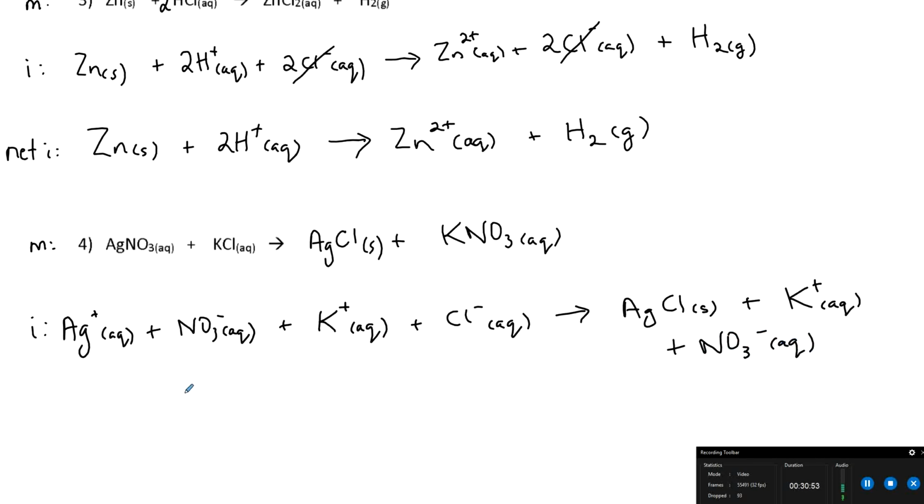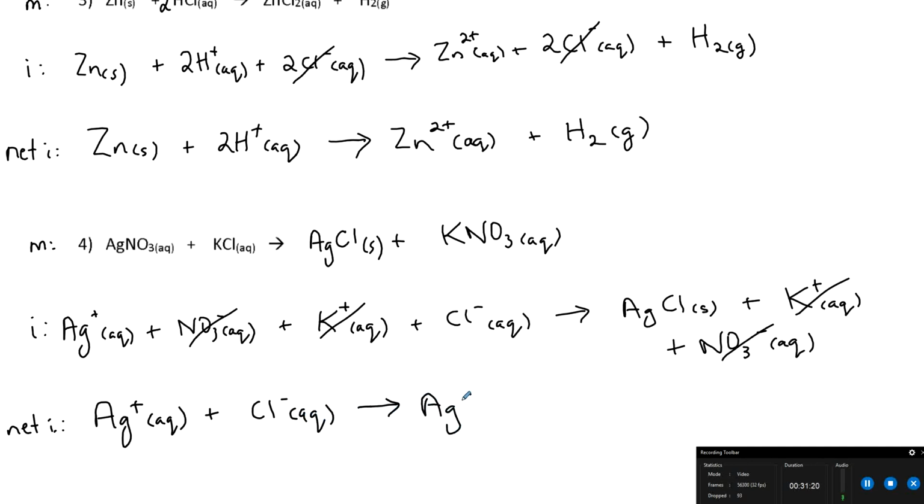Okay, now let's cross out spectators. Well, I've got potassium ion on both sides, and I've got the nitrate ion on both sides. So my net ionic is just what's left. Silver plus chloride ion produces silver chloride.